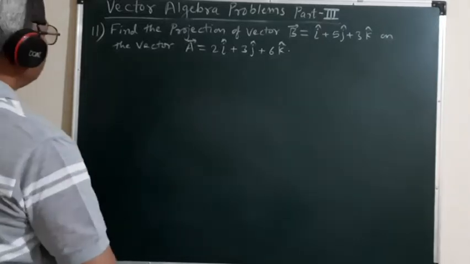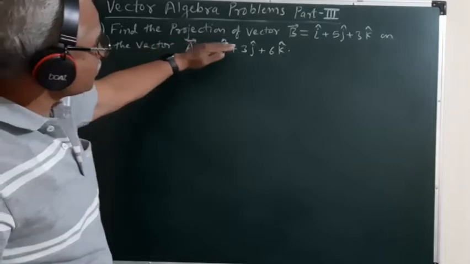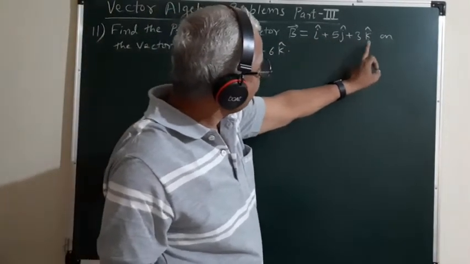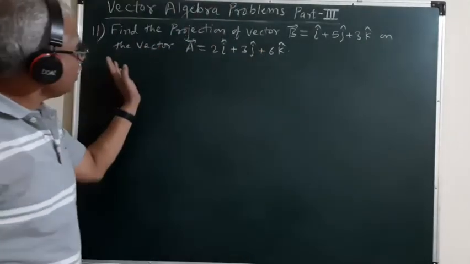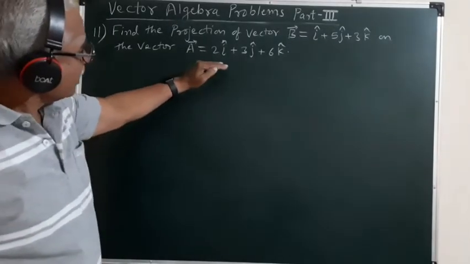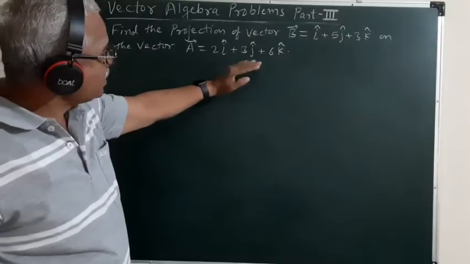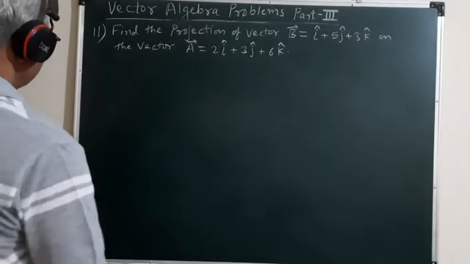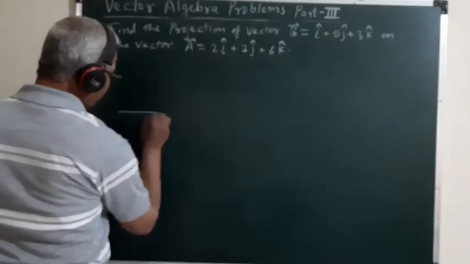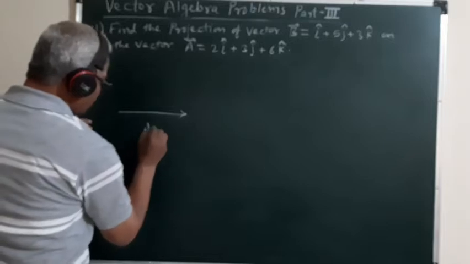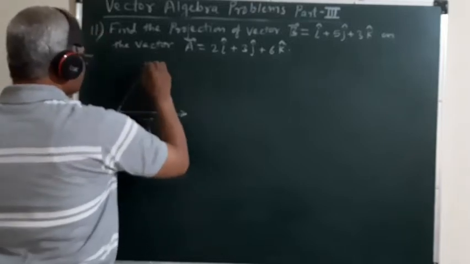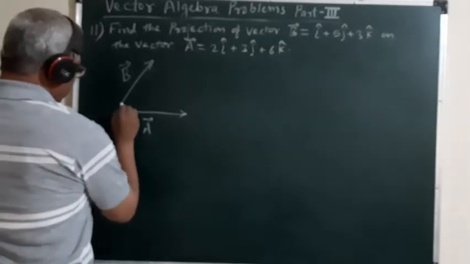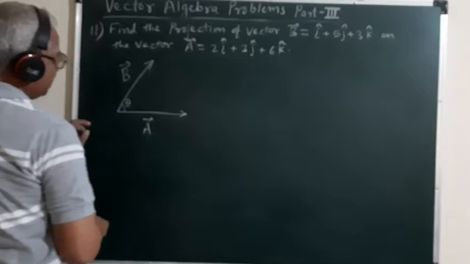So here we are asked to find out the projection of the vector b bar expressed as i cap plus 5j cap plus 3k cap on the vector a bar expressed as 2i cap plus 3j cap plus 6k cap. So let us consider we have this vector a bar and we have this vector b bar. So angle between the two is say theta.